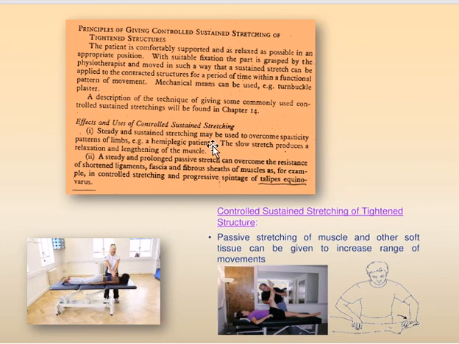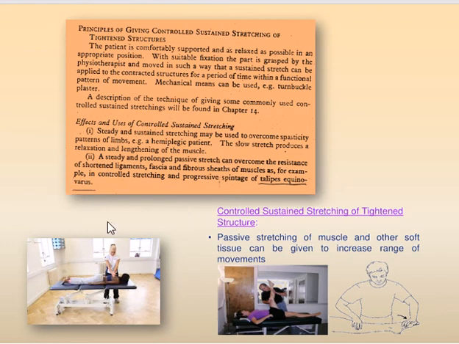Effect and uses of controlled sustained stretching. Controlled sustained stretching, basically steady and sustained stretching, may be used to overcome spasticity pattern of the limbs. For example, in a hemiplegic patient, the slow stretch produces a relaxation and then lengthening of the muscle. A steady and prolonged passive stretch basically overcomes the resistance of the shortened ligaments, fascia and fibrous sheaths of the muscle, as for example in controlled sustained stretching and progressive splintage of talipes equinovarus.